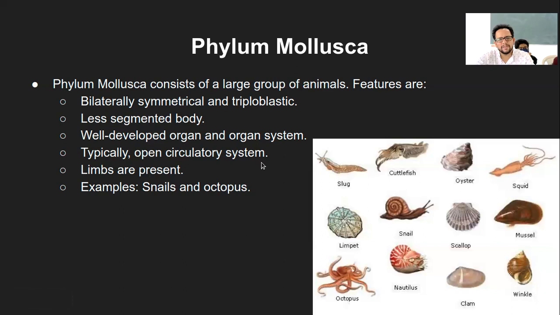Typically, open circulatory system, because these don't have a very well-developed circulatory system, so it is mostly open, so the blood flows through the open cavities. Limbs are present. Limbs can be visible, for example octopus, very clearly visible limbs. But in snails, they may not be clearly visible in general. So all these are examples of the phylum Mollusca, which are very soft-bodied animals. That is what Mollusca is.